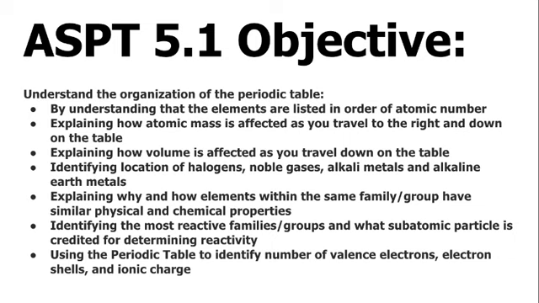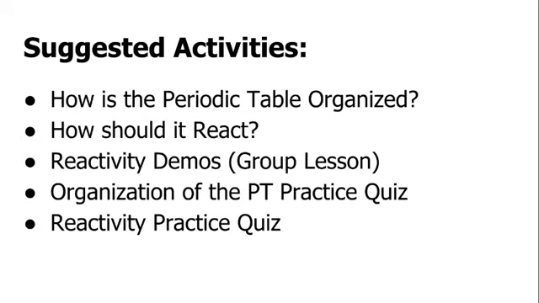Number 4, identifying the locations of halogens, noble gases, alkali metals, and alkaline earth metals. Those are the families that you need to know for this unit. Number 5, explaining why and how elements within the same family, which is also considered a group, have similar physical and chemical properties. Number 6, identifying the most reactive families in groups and what subatomic particle is credited for determining that reactivity. And number 7, using the periodic table to identify the number of valence electrons, electron shells, and ionic charge.